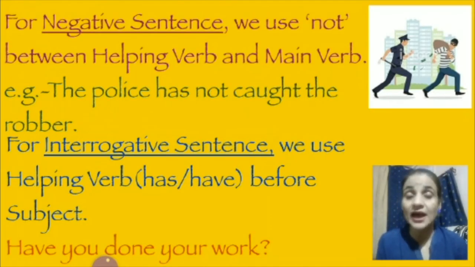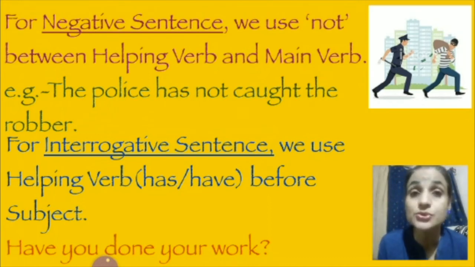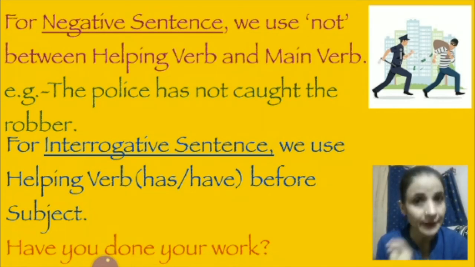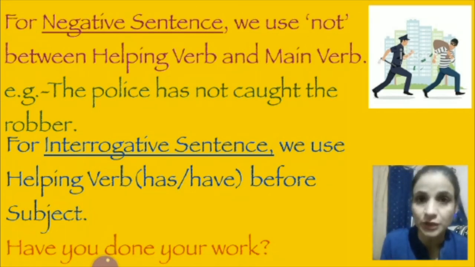Now, if we have to convert the sentence into negative, then what to do? Then we will use not between the helping verb and the main verb. For example, the police has not caught the robber. So, not is being used between has, the helping verb, and the main verb in third form, caught.